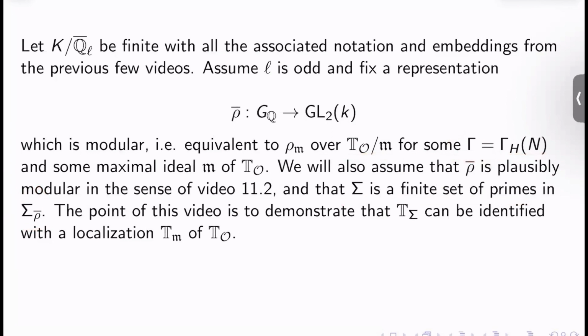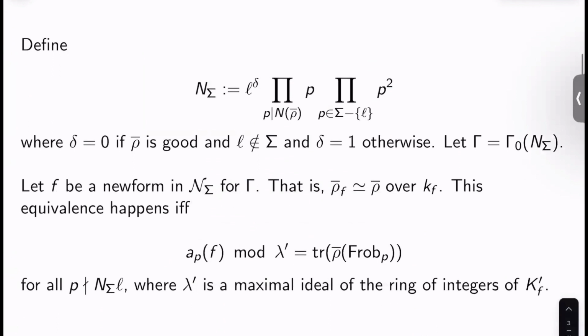The point of this video is to relate these two notions of Hecke algebras that we've been dealing with together. In particular, we're going to show that T sub sigma, the sigma Hecke algebra, can be identified with a localization T sub m of T sub O, the full Hecke algebra. Okay, so we're going to do that. First, we need some notation.